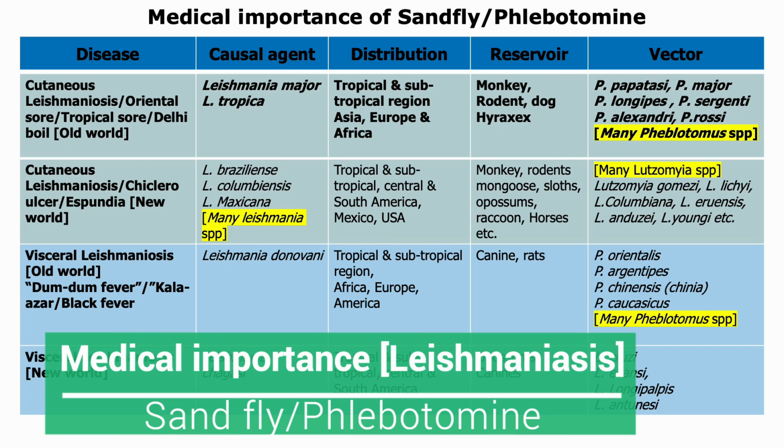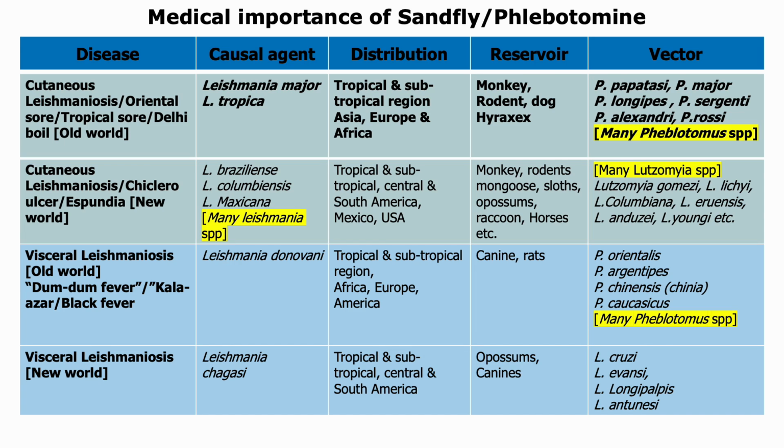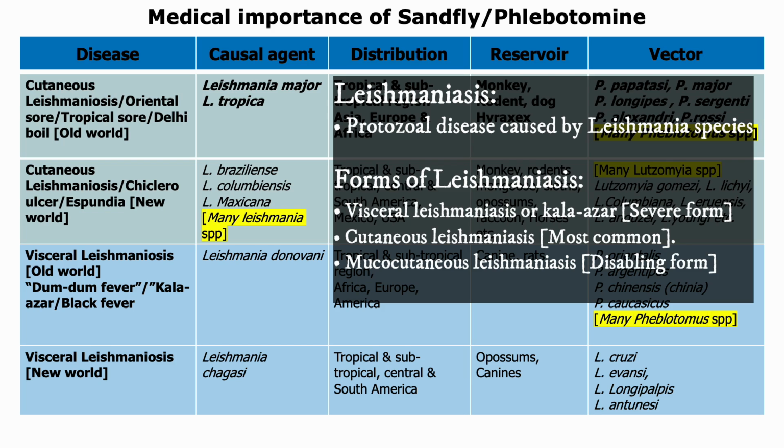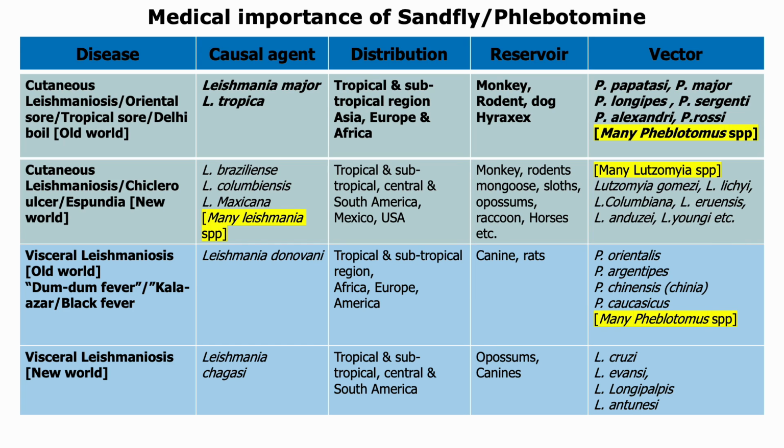Sandfly acts as the vector of leishmaniasis. So what is leishmaniasis? Leishmaniasis is a protozoan disease caused by more than 20 species of Leishmania. There are two major forms of the disease, such as visceral leishmaniasis or Kala-azar and cutaneous leishmaniasis. Mucocutaneous leishmaniasis is another form of the disease. The most common form is cutaneous leishmaniasis. Visceral leishmaniasis is the most severe form of the disease. Mucocutaneous leishmaniasis is the most disabling form of the disease.